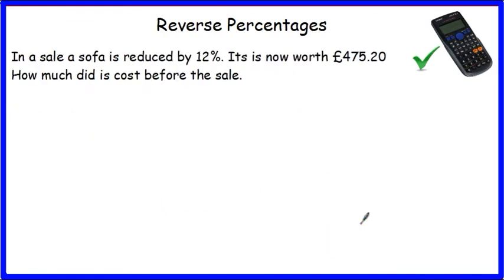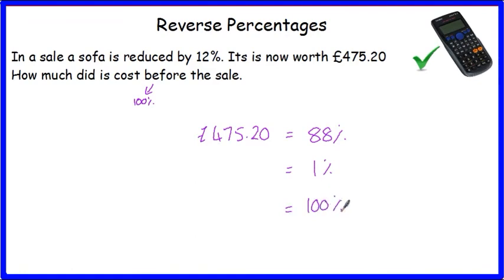In a sale, that sofa is reduced by 12%. It's now worth that. How much did it cost before the sale? Again, before is 100%. So I'm going to write down the amount. Now it's reduced by 12%. So 12% away from 100% is 88%. But I'm going to go to 1%, and then I'm going to go to 100%. That's going to be divided by 88 and multiply by 100.